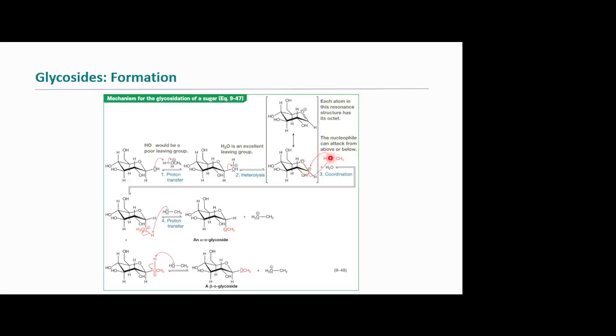We can attack from either side, and that's going to cause the two different diastereomers to form, right? We'll have front side, back side attacks. And so we'll end up with a mixture of both of the different diastereomers, which is what you're seeing right here. This one being the alpha, this one being the beta. And then we deprotonate that, and that gives us our final product here.